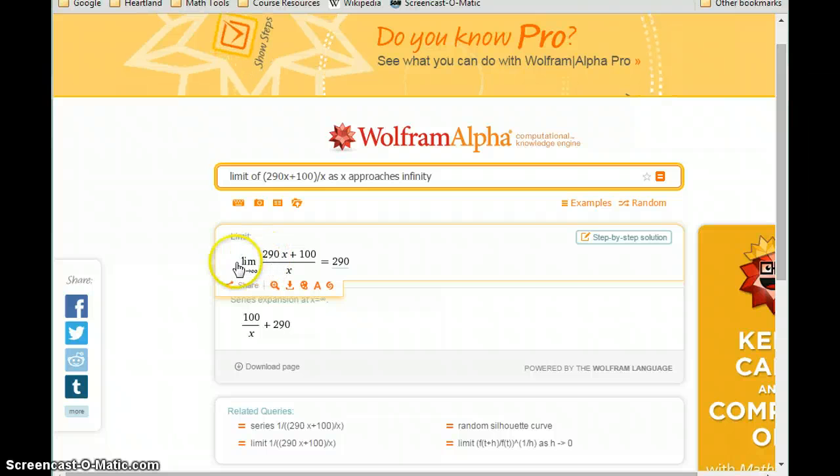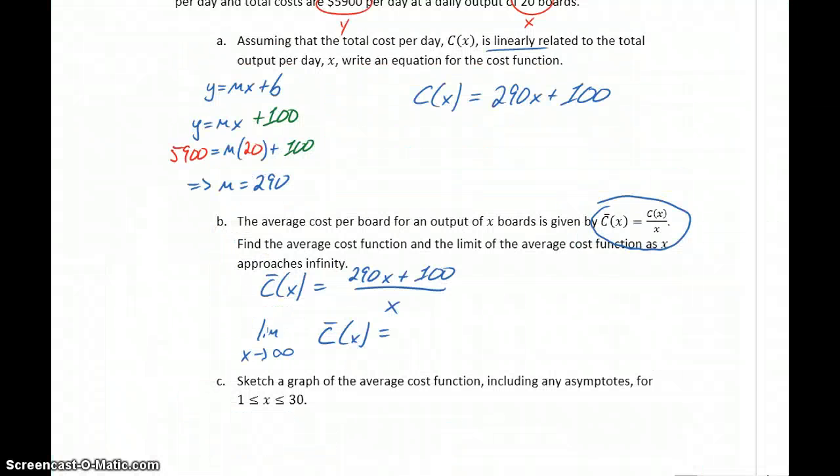So first verifying that again our problem is set up correctly here. We see that we get a limit of 290. So that limit will be 290.